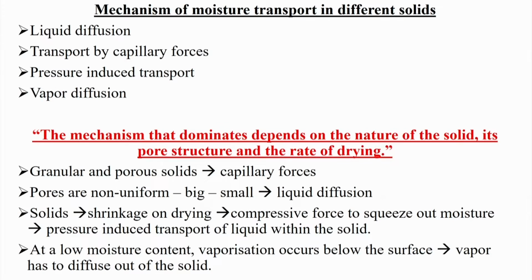And at low moisture content, as the drying process goes on, the water content inside the solid is decreasing, then vaporization occurs below the surface, and the vapor has to diffuse out of the solid. So, these are examples of the different mechanisms in the drying process, as well as in the drying materials.